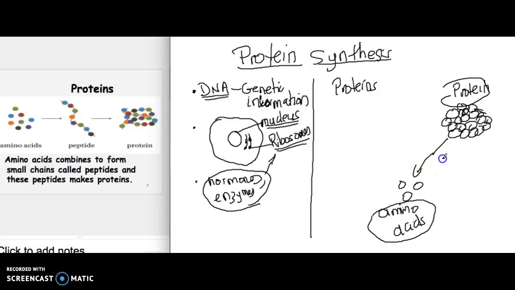Now, when these small units come together, they can form small chains, and these chains are called peptides. So if we break a protein, we will most likely get peptides. If we break peptides, we will get amino acids. The Regents like to bring questions such as, what are the building blocks of proteins? So basically that is asking you what makes up proteins, and if you say amino acids, you will get that correct.